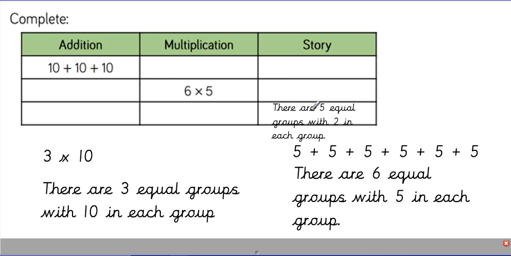And then the last one, the story is there are 5 equal groups with 2 in each group. So your multiplication would be 5 multiplied by 2. Your addition would be 2 add 2 add 2 add 2 add 2. Well done if you got that one correct.